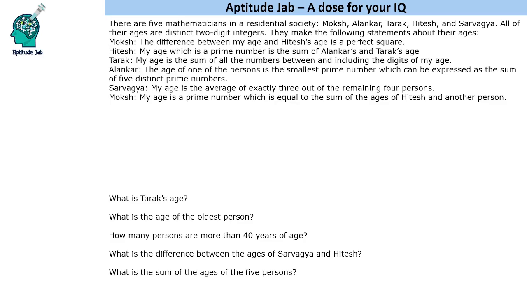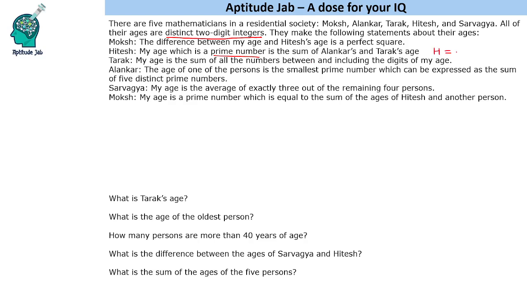This set says that there are five mathematicians in a residential society. All of their ages are distinct two-digit integers. They make some statements about their ages. Moksh says the difference between my age and Hitesh's age is a perfect square. Hitesh says my age is a prime number and is the sum of Alankar and Tarak's age.